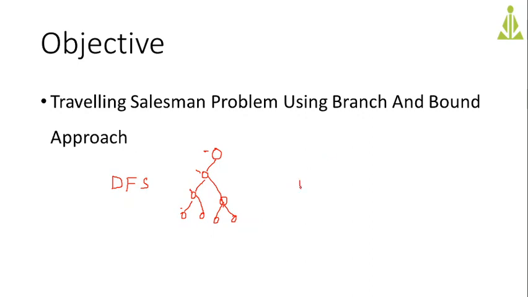But the BFS, breadth first search technique, is used by branch and bound, and here it follows levels, like level 1 2 3 4. Here it is going in depth and here it is going level-wise. So this takes less time compared to backtracking. So we are going to see the branch and bound approach now.